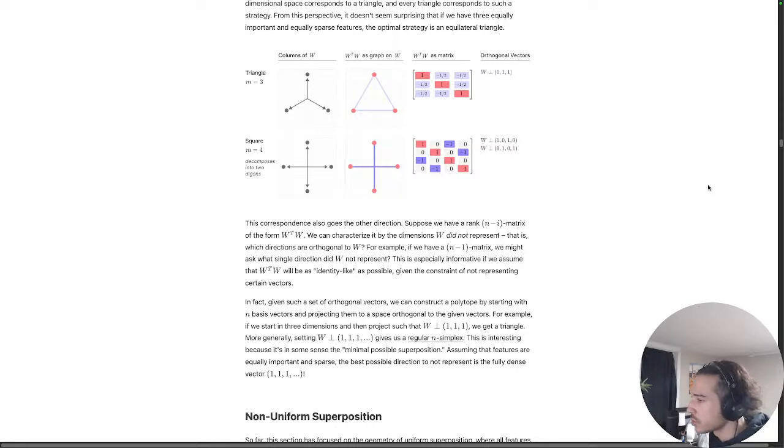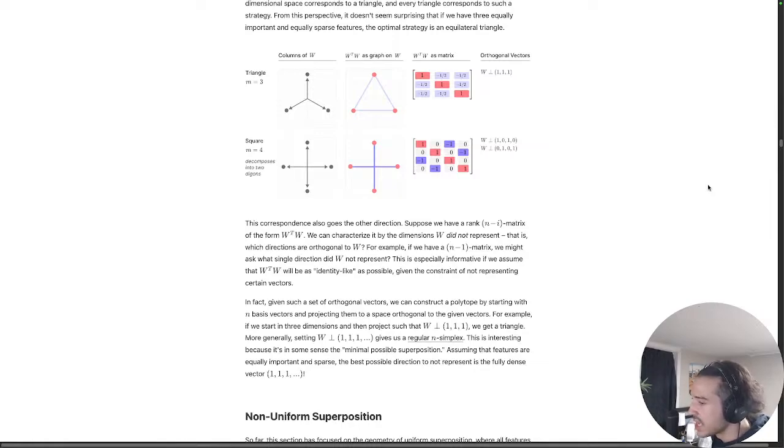This correspondence also goes the other direction. Suppose we have a rank n minus 1 matrix of the form WᵀW. We can characterize it by the dimensions W did not represent, that is, which directions are orthogonal to W. For example, if we have an n minus 1 matrix, we might ask what single direction did W not represent. This is especially informative if we assume that WᵀW will be as identity-like as possible, given the constraint of not representing certain vectors. In fact, given such a set of orthogonal vectors, we can construct a polytope by starting with n basis vectors and projecting them to a space orthogonal to the given vectors.